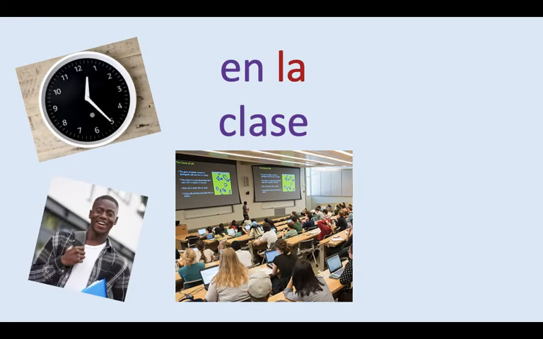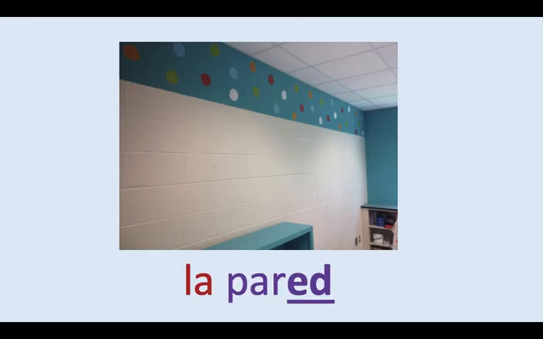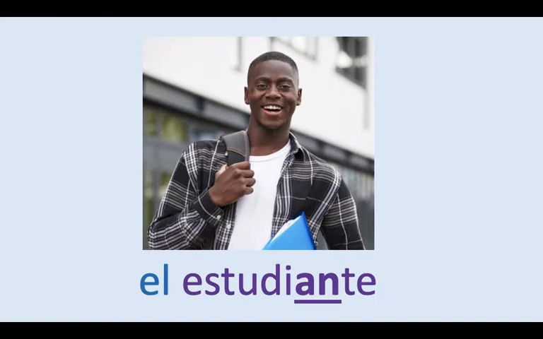Bravo. Let's move on for the second batch of vocabulario in this section. En la clase, in the class. Repita, la pared. La pared. Wall. So think of a pair of walls. Maybe that'll help you remember that one. Repita, el estudiante. El estudiante. The student. Now, how would you know that I'm referring to a male student? It ends in E. What are you looking at to give you that pointer? You got it. You're looking at the el, the masculine way to say the. So you know this means the student who is masculine, a guy.